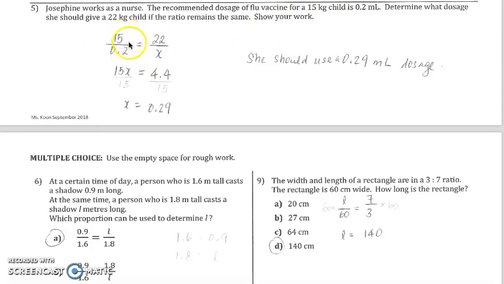So 15 over 0.2. And this should equal the weight to dosage ratio, so 22 over x. So once again, cross multiply, divide by 15, you have 0.29. What does this number represent? It means Josephine should use a 0.29 milliliters dosage.